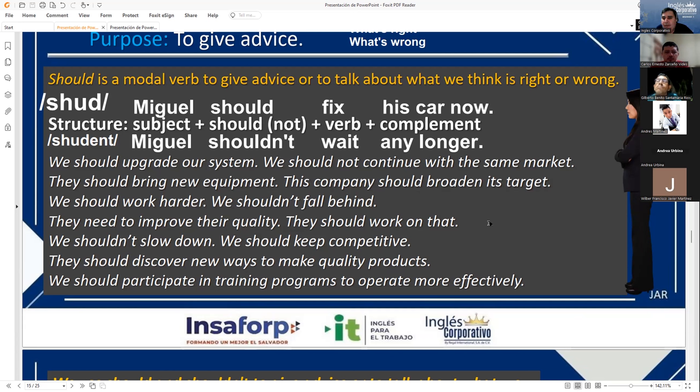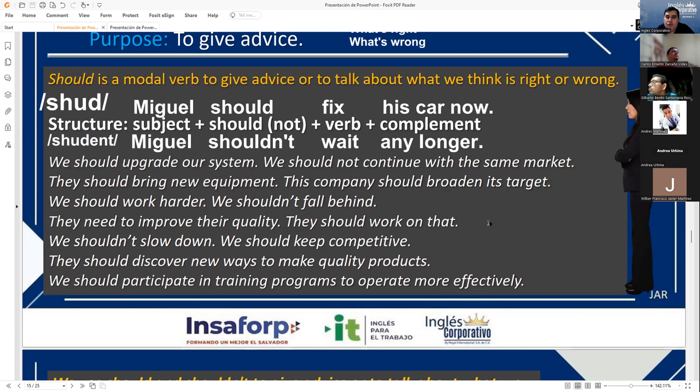This company should broaden its target. It should broaden, ampliar, broaden. It should broaden its target. We should work harder. We shouldn't fall behind. They need to improve their quality. They should work on that. We shouldn't slow down. We should keep competitive. They should discover new ways to make quality products. Using quality materials is one. Using alternative materials is another. So we should participate in training programs to cooperate more efficiently or more effectively.